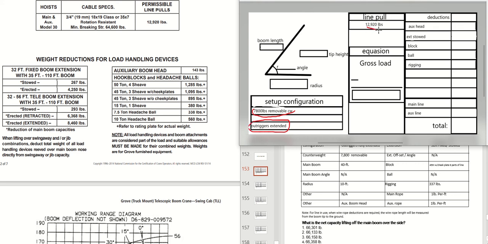Another thing is your line pull. Your line pull is used to determine how many parts of line we're going to need to make that pick. In this case, one part of line is good for 12,920. So say I'm picking something that's 24,000, I'll need two parts of line on that block. So that'll be 24,840, I think. But those are the things that are never going to change.